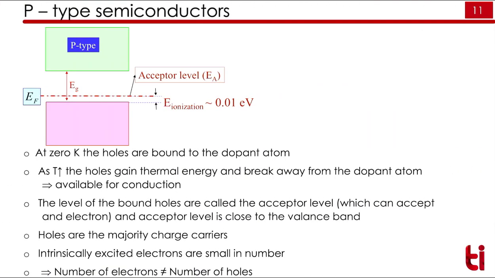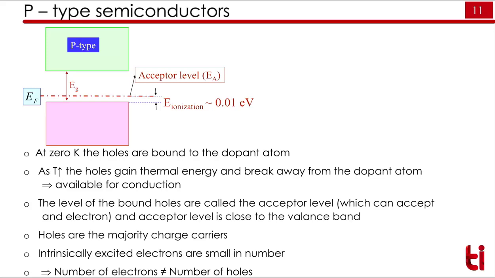Now if we take an example of a p-type semiconductor, if we add an impurity that will make an energy level near the valence band, that we call the acceptor level. This will accept electrons from the valence band. That's why it's called the acceptor level. Again here also the ionization energy is very less than the band gap. That's why you need very little energy for conduction.